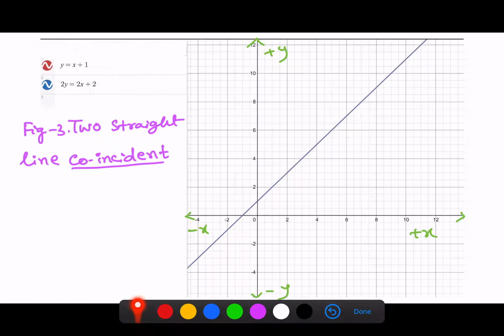Now another graphical nature is when two straight lines are coincident. Coincident means the two lines are merged or overlap. So here I'll show you these two equations, y equals x plus 1 and another one is 2y equals 2x plus 2. In the graph, you cannot differentiate these two straight lines separately. So basically these two overlap each other, and the graph looks like this.